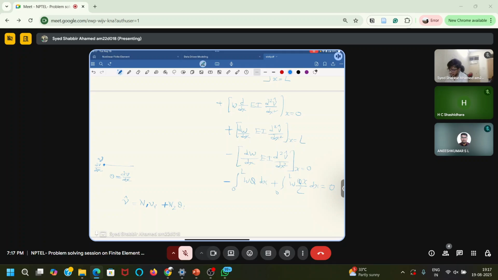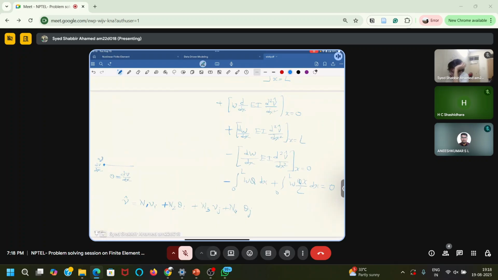So theta is equal to dv by dx. That is something which we will take. It can vary; it will be different if you go to Timoshenko beam theory. There, theta will not be equal to dv by dx, but in Euler-Bernoulli beam theory, it will be equal. So I am replacing dv by dx with theta i. N3 into Vj plus N4 into theta j.